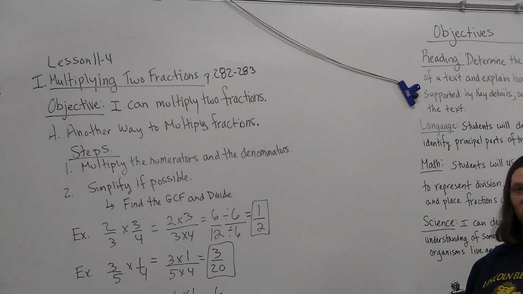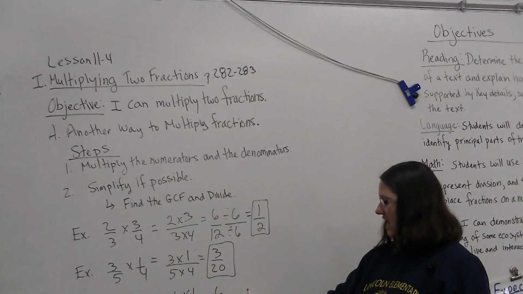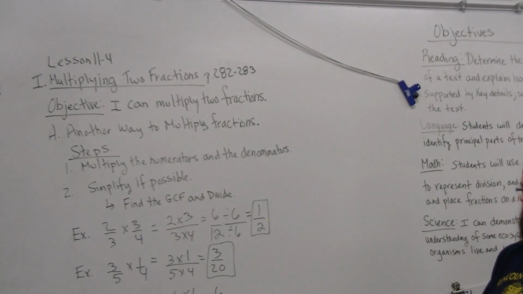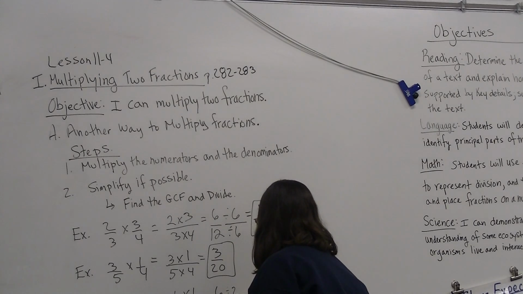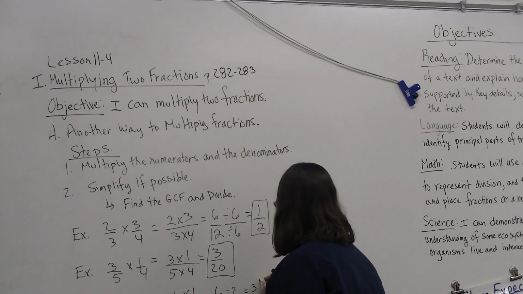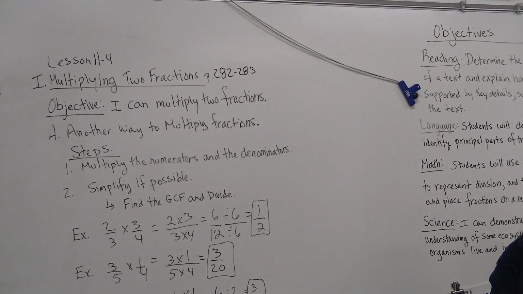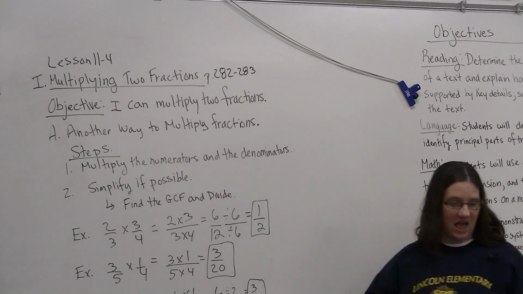Okay, continuing to finish this last problem of 6/7 times 1/2. We did 6 times 1 is 6, and 7 times 2 is 14. We need to now simplify 6/14. The GCF of 6 and 14 you will find is 2. So we divide top and bottom by 2. And 6 divided by 2 is 3, and 14 divided by 2 is 7 to get 3/7. And that is one way to multiply two fractions together.